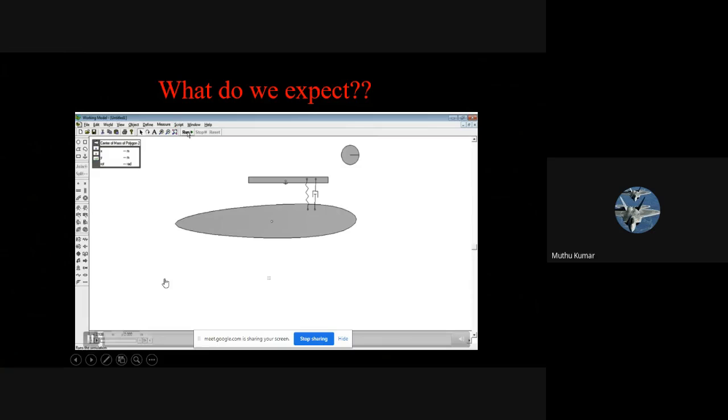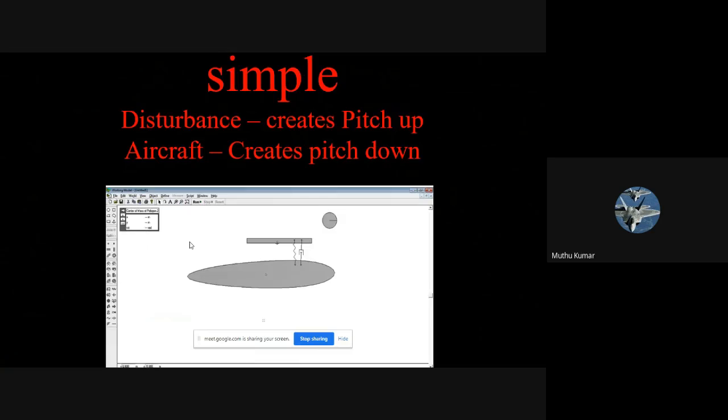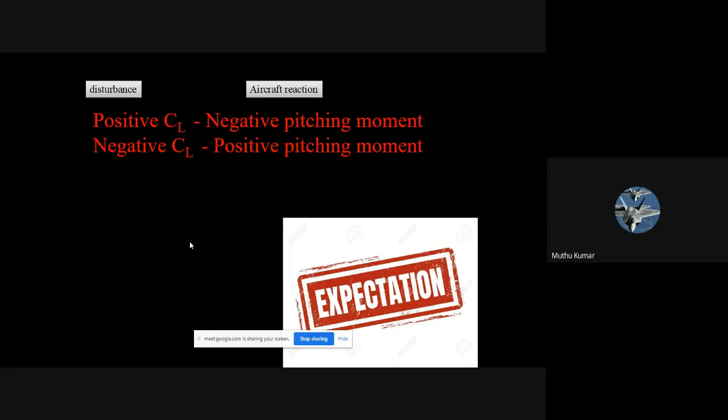So it's the disturbance and the reaction of the wing. This is what you need. When it is connected with a spring and a damper, so this is what stability is. Absolutely. I want this to happen: a positive CL should produce a negative pitching moment.